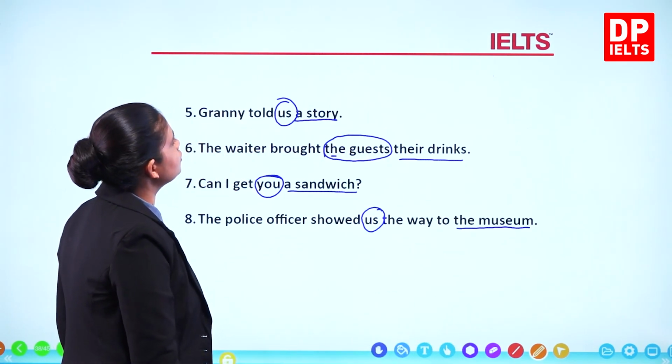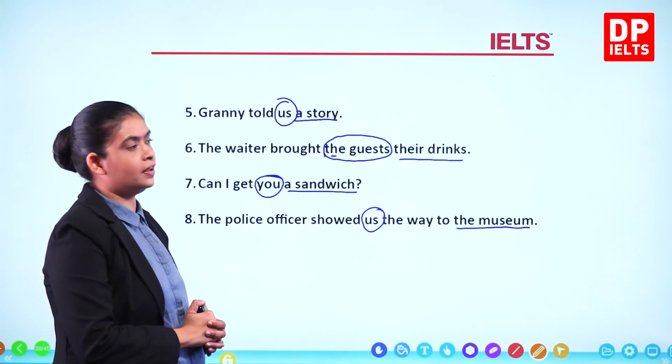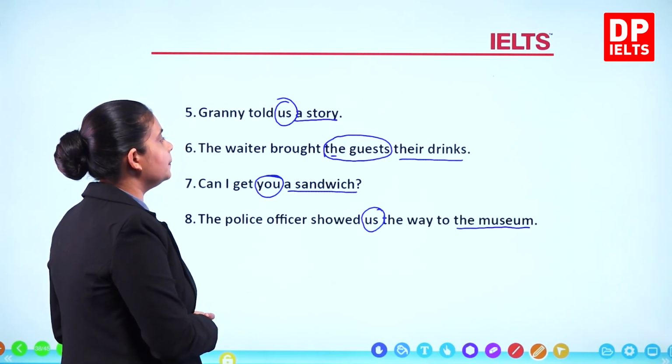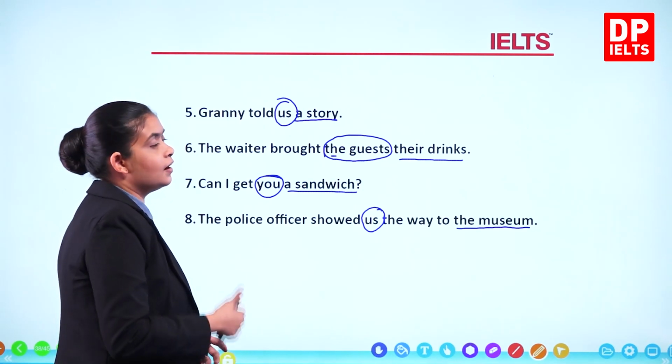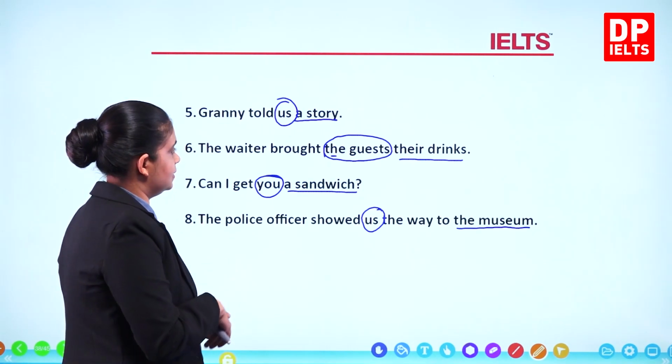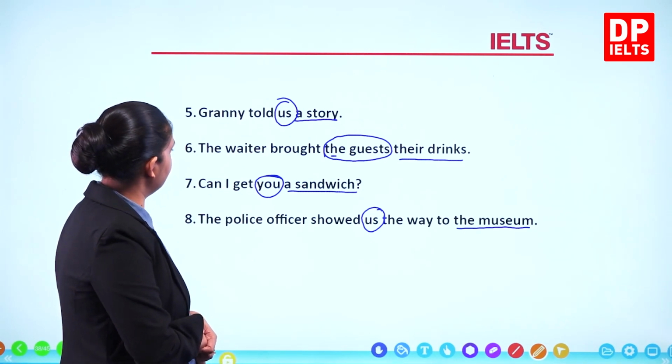Granny told us a story. ආත්තම්ම අපිට කතාවක් කියලා දුන්නා. මොනවද ආත්තම්ම අපිට කියලා දුන්නේ? කතාවක්. කාටද? අපිට. us කියන එක ඇවිල්ලා indirect object එකක්.